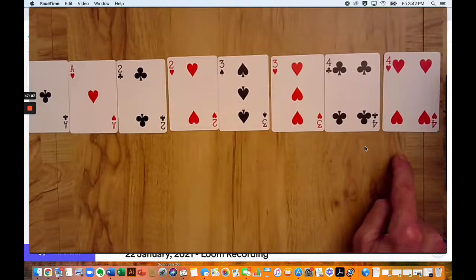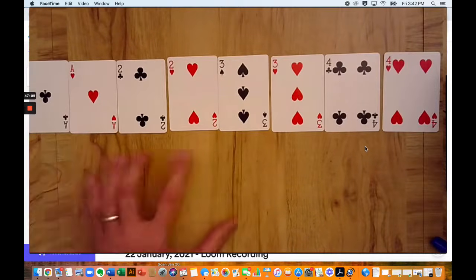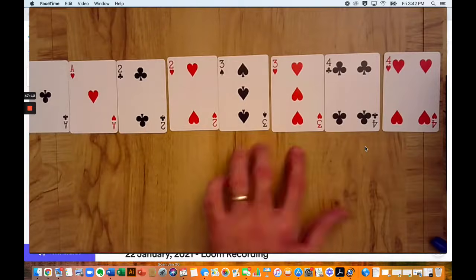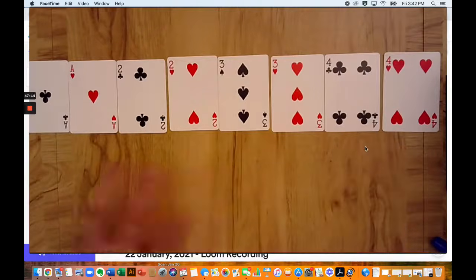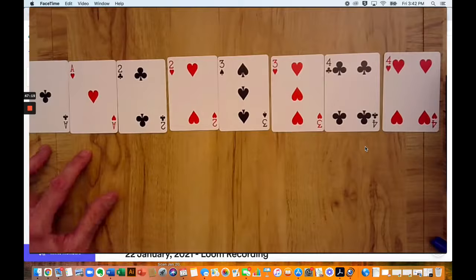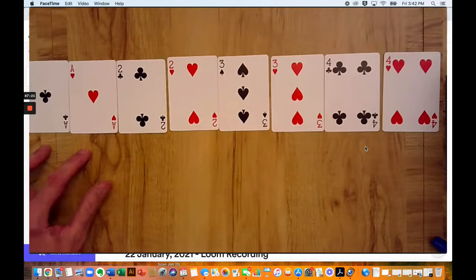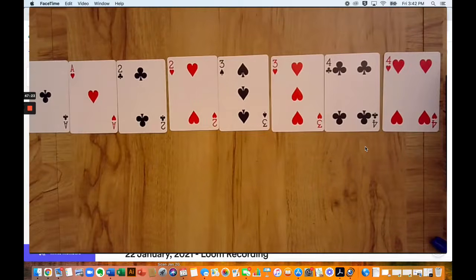So an AMP is describing the positions of important pairs. And then we need to also be clear on what are the important pairs. Well, important pairs here are cards that have the same value.